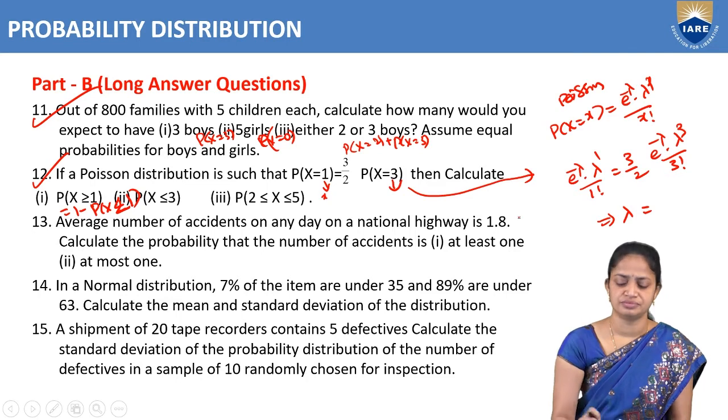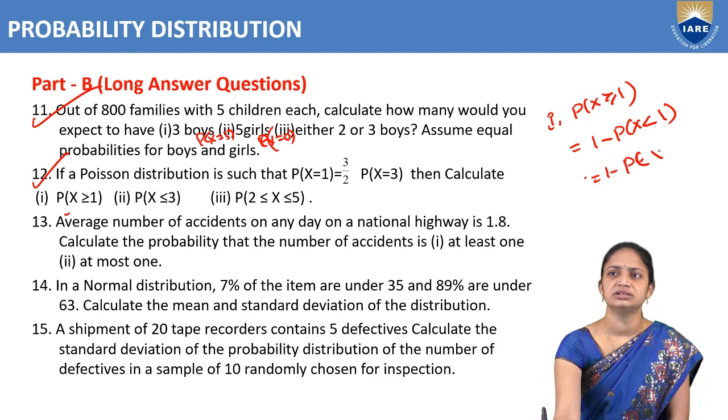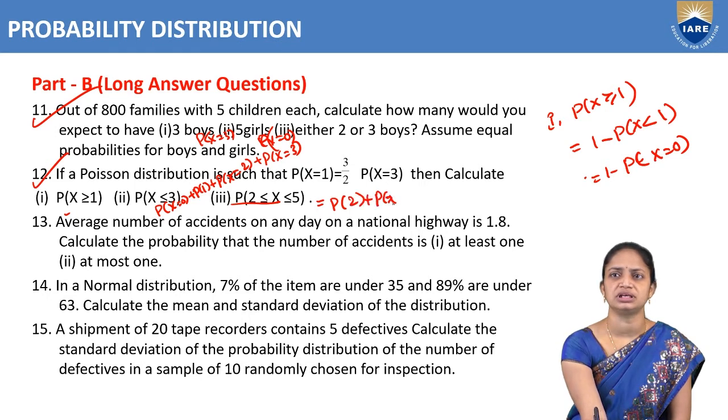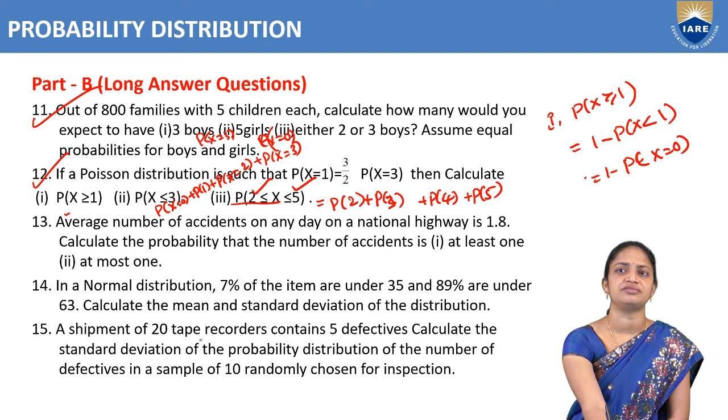So, our first question is p of x greater than or equal to 1. That is nothing but 1 minus p of x less than 1, so that is 1 minus p of x equal to 0. For the second question, we need to calculate p of x equal to 0 plus 1 plus 2 plus 3. Coming to the next question, we need to calculate p of 2 plus p of 3 plus p of 4 and also p of 5 because the equal to symbol is there. That's why we have to include 2 and 5.